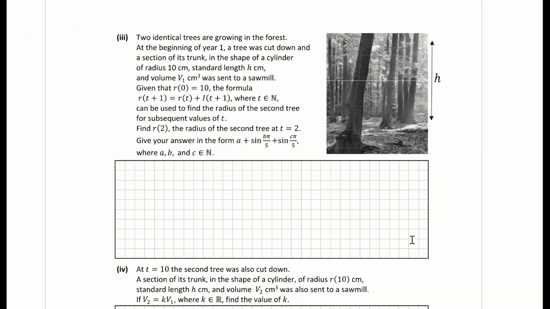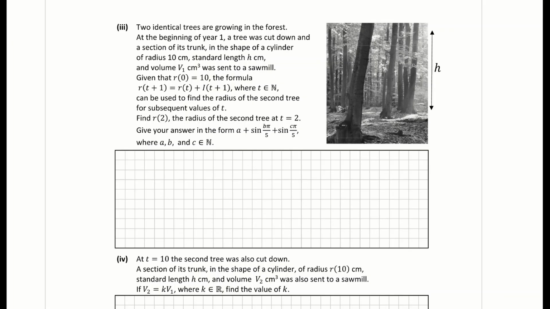Again, it's text heavy here, so maybe just take a minute or two to read it ourselves first. Okay, so basically what it wants us to do is find R2, the radius of the second tree at T2. Now from the start of the question, from the previous page, it tells us that R2 is found by adding R1 plus I to the 2. So that's what it's telling us there on the previous page.